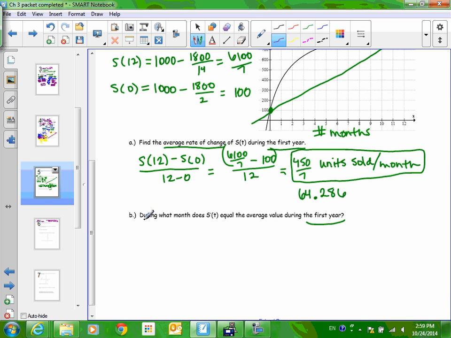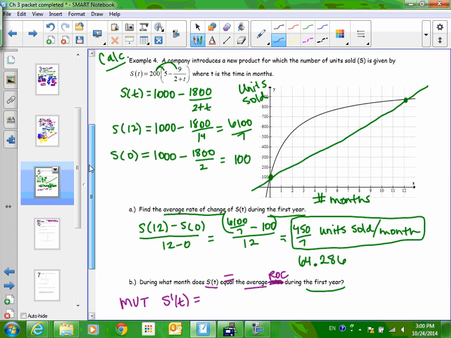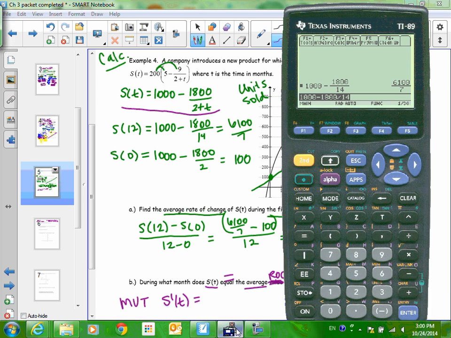Okay, now let's look at the next part. During what month does S prime of t equal the average rate of change? Don't get caught up in the word value, just write rate of change. So this is the mean value theorem. It doesn't say it, but it is, because it's saying when does a derivative equal a plane slope? So we need to find the derivative first of all. Well, if this is a calculator problem, can you let your calculator help you find the derivative? You could do this derivative by hand. It wouldn't be that bad. But if this is a calculator problem, why waste time with that?